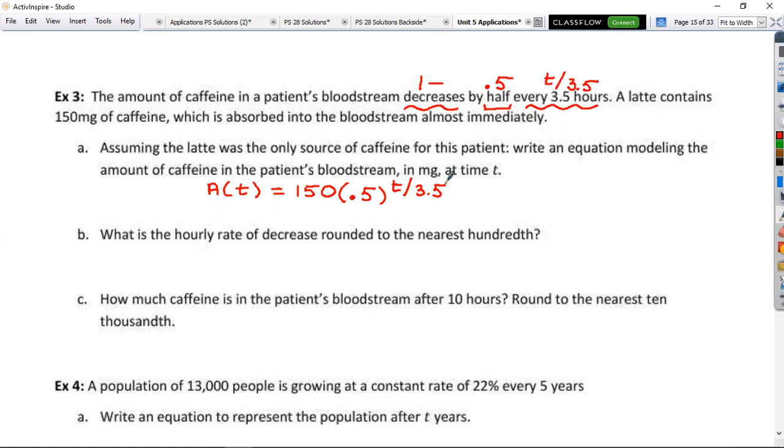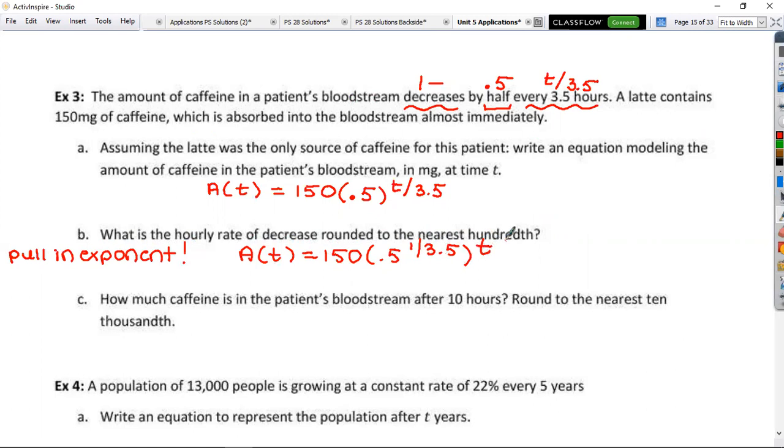Now you're going to take it further. So part B, what is the hourly rate of decrease? So I need just 1 hour, not 3.5. So what do I have to do? Yep, you guys are both right. I'm going to pull in my exponent is what you want to kind of think. So I have A of t equal to 150 times 0.5 raised to the 1 over 3.5 to the t.